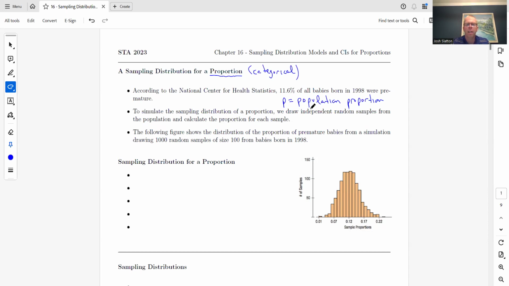All right, so to simulate the sampling distribution of a proportion, we draw independent random samples from the population and calculate the proportion for each sample. Whenever I'm in a class and we're talking about this, I say let's just say that each of us in this class, 30 of us or however many there are, or 100 or 1,000, we each go out and sample 100 people or 1,000 people, babies in this case, and find out what percent of our sample of 100 would be premature or whatever it is that we're looking for.